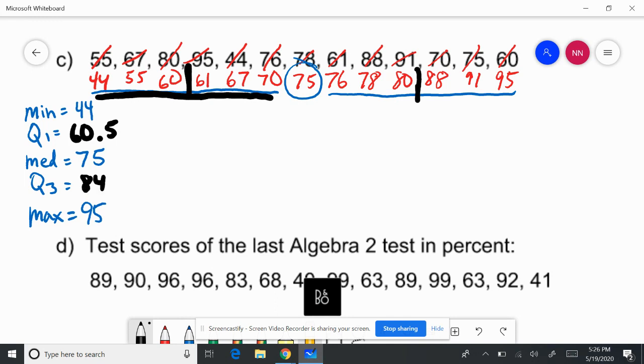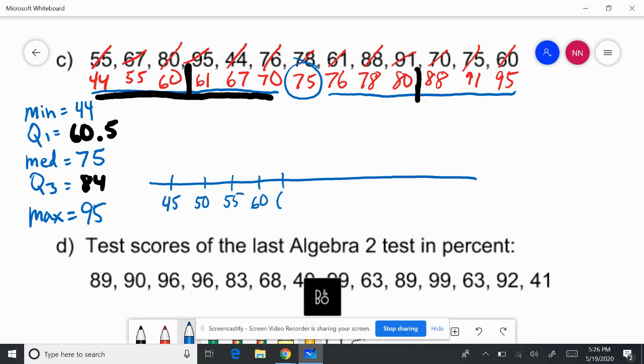Now what we're going to do is graph them. So what we have is our number line. 44 is our least and 95 is our greatest. So I'm going to go by fives. So 45, 50, 55, 60, 65, 70, 75, 80, 85, 90, and 95. We put a dot at the minimum and the maximum.